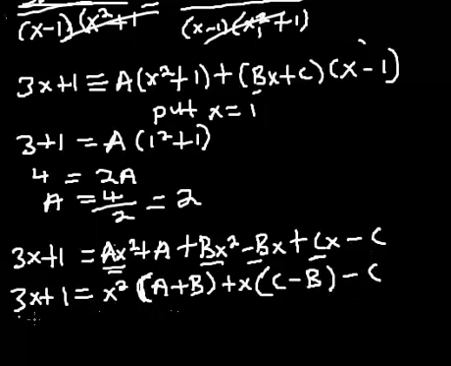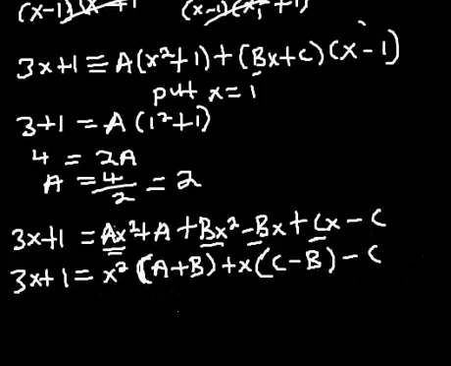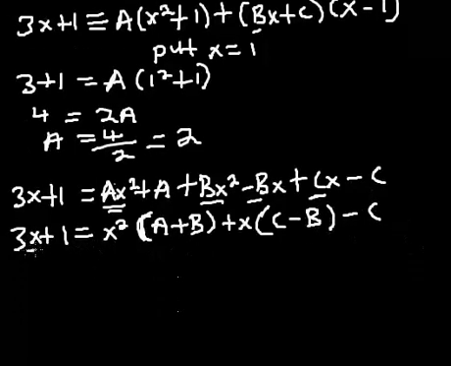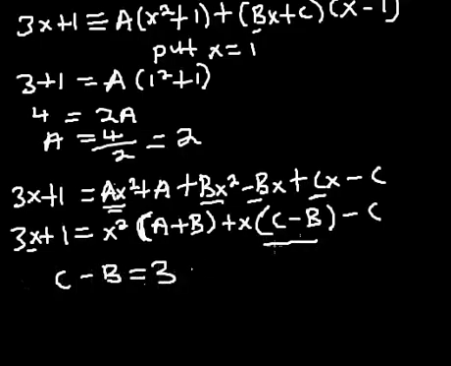So why do I factorize? So that I can compare coefficients, right? Comparing coefficients, the coefficient of x is 3 and the coefficient of x is c minus b. So I can simply say that c minus b is equal to 3. The constant value on this side is minus c, and the constant value on the other side of the equation is plus 1, so I can also equate minus c is equal to plus 1. So invariably now c is equal to minus 1.